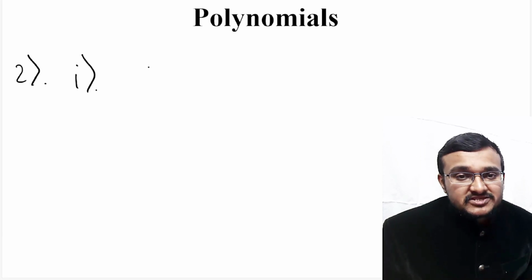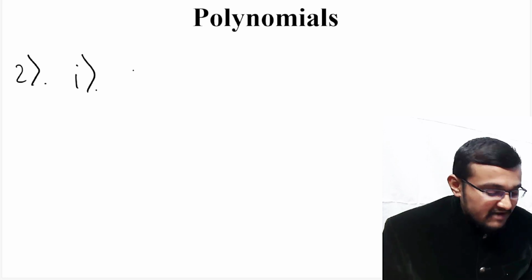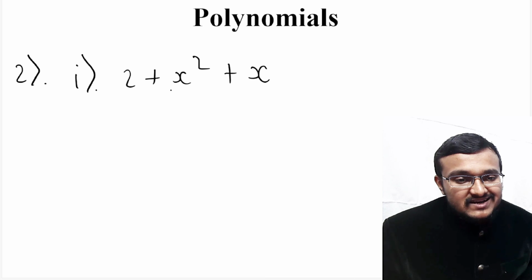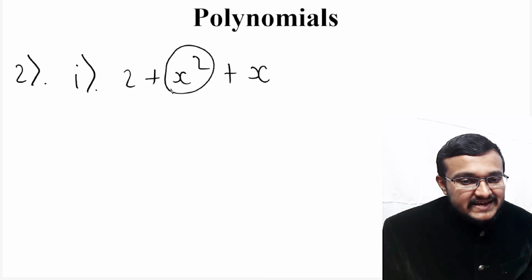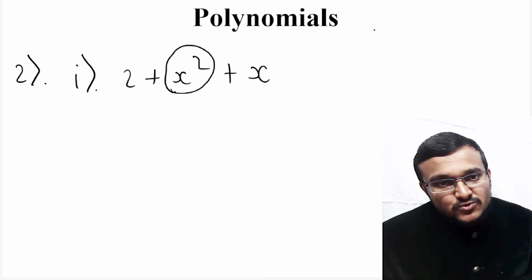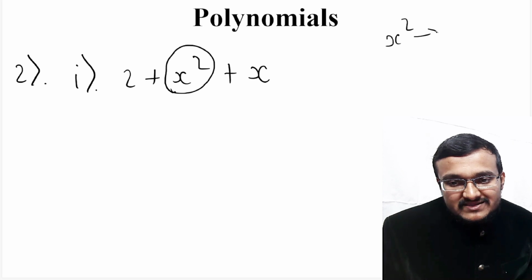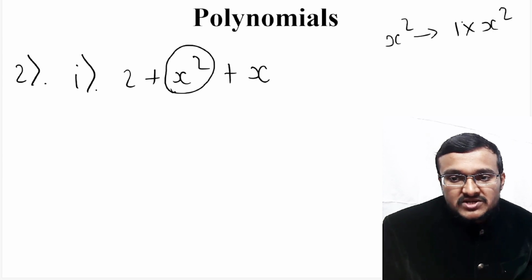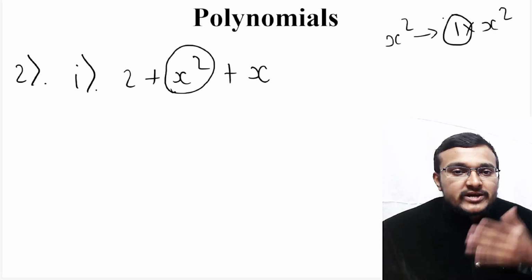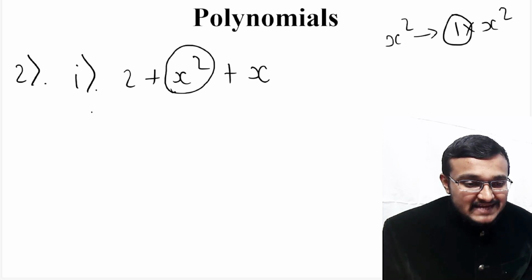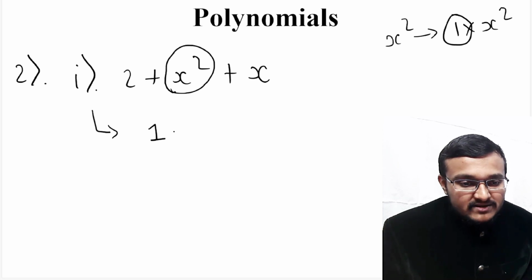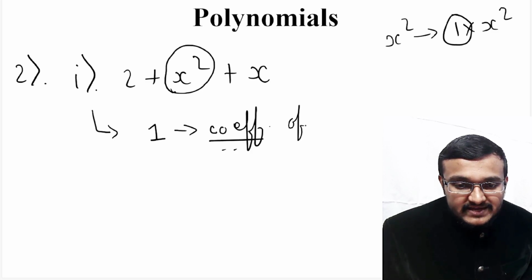So coming to the first expression in this particular second question, here you have 2 plus x square plus x. So here you can clearly see x square has 1 as its coefficient, because x square you can write this as 1 into x square. So that means 1 is the coefficient of this particular x square. So the answer for this particular first question is 1. I'll just write coeff of x square in this particular first question.